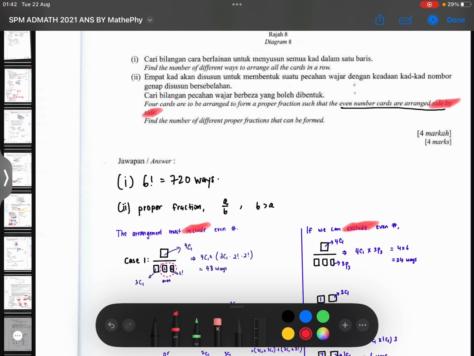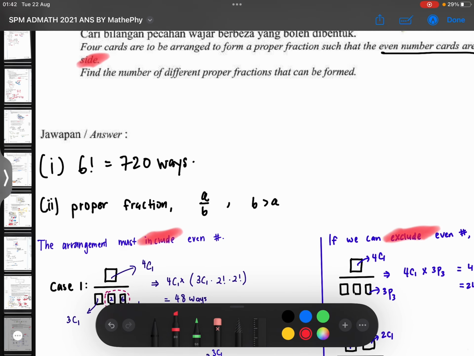So first thing first, you need to know what is a proper fraction. A proper fraction is when you have A over B and B is greater than A. In simple explanation, the denominator is greater than the numerator. So the denominator is B, the numerator is A.